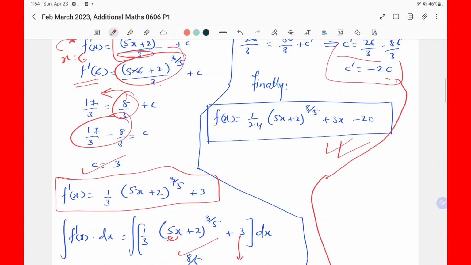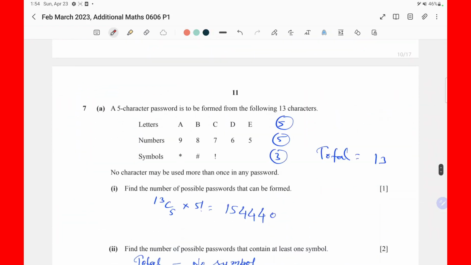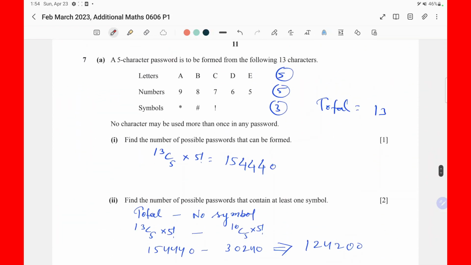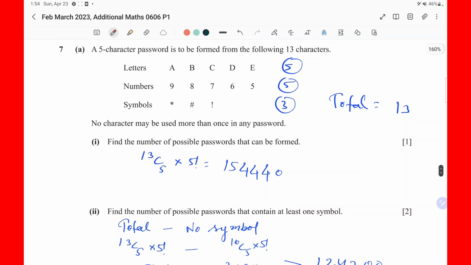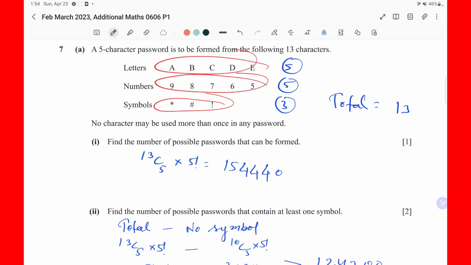Okay, now come to the next question, which says: a 5-character password is to be formed from the following 13 characters, where letters, numbers, and symbols are available. So these are 5 plus 5 plus 3, so a total of 13 characters are available. No character may be used more than once in any password. Find the number of possible passwords that can be formed.